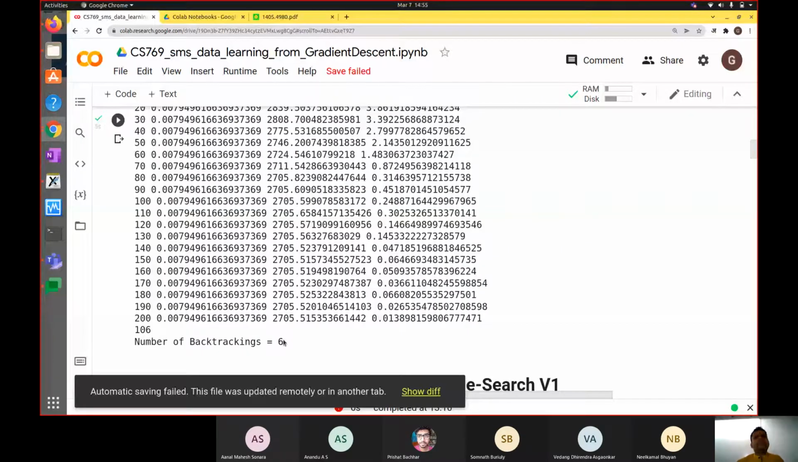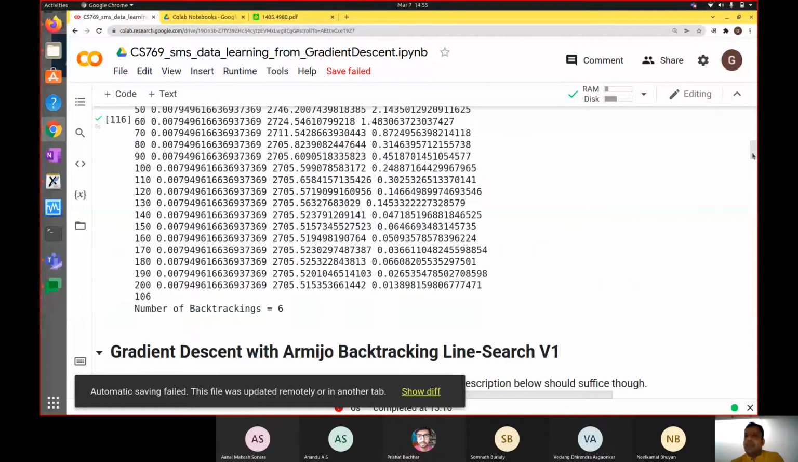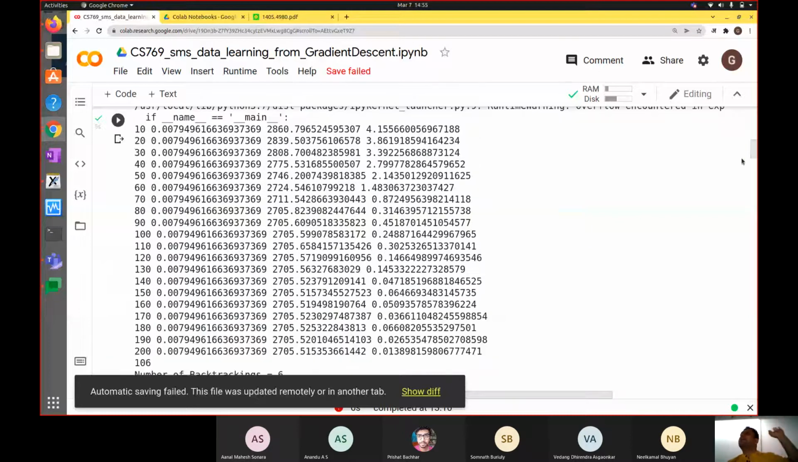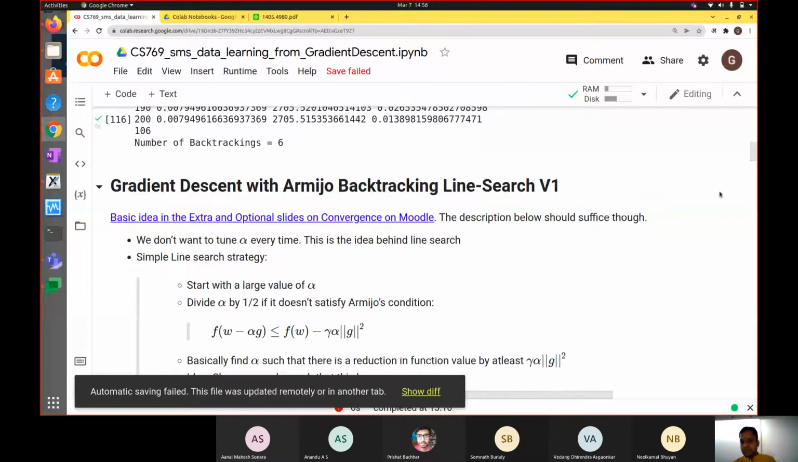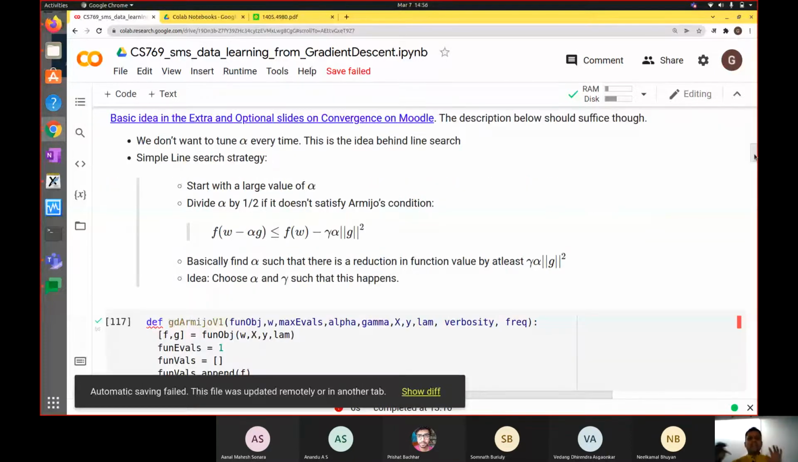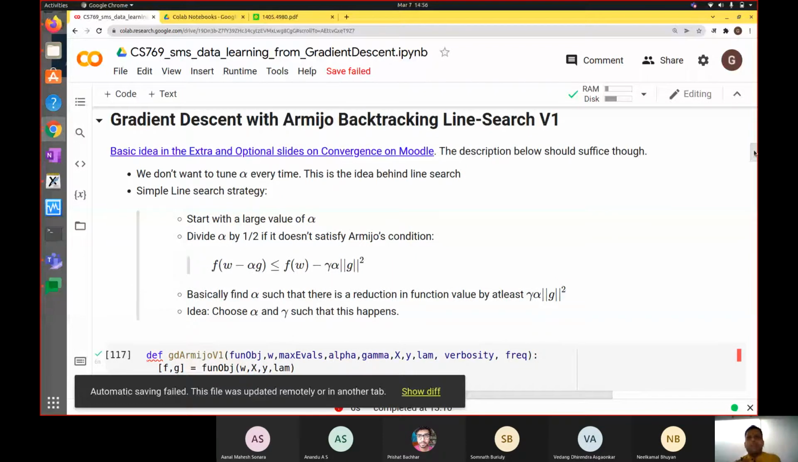So this is interesting. Now there's a backtracking happening here, as I said. We are counting backtrackings. Backtracking happens because you might have overshot alpha. So this is to convince you that accelerated gradient descent has worked, right? But I have a couple more use cases here where you look at the line search itself.